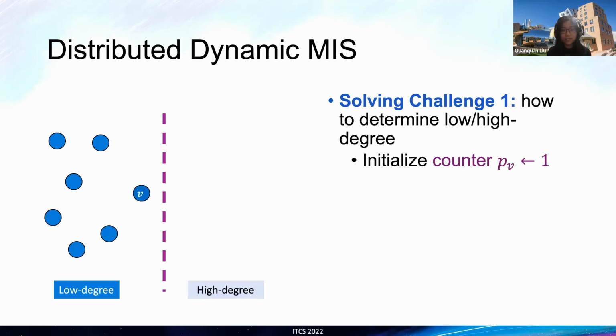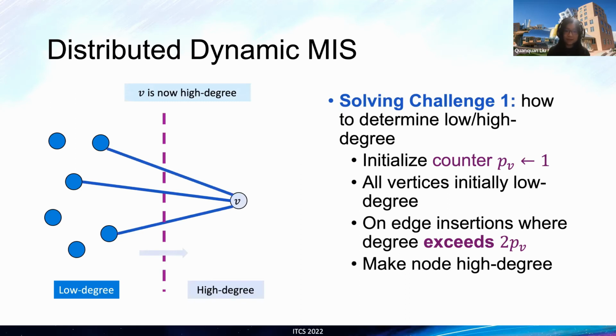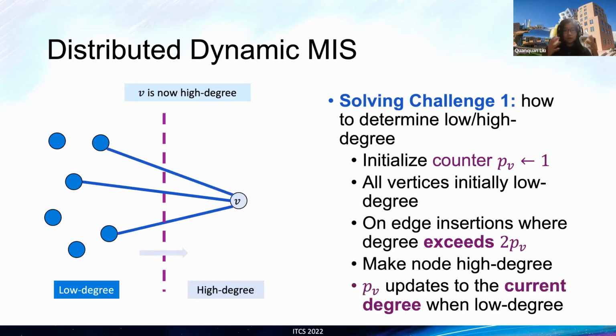Now we'll give more details on how we solve challenge 1, which is how to determine low degree, high degree designations. To solve challenge 1, we initialize a counter PV for every node V, which starts with value 1, assuming that we start with an empty graph. All vertices are initially low degree, and when the degree of any vertex exceeds 2 PV due to edge insertions, for example, vertex V in this diagram, where vertex V exceeds degree 2, the vertex then makes itself high degree. The node V then updates PV to equal its current degree when it becomes low degree again.